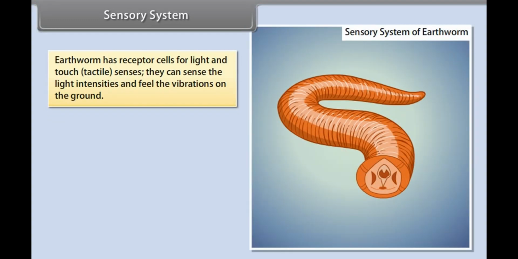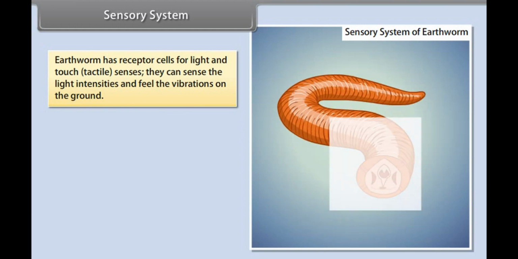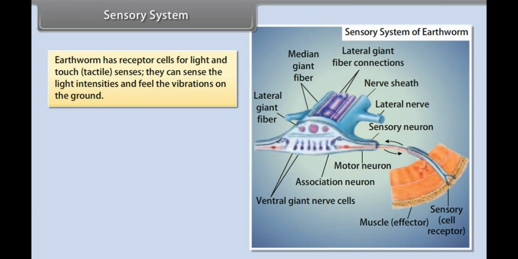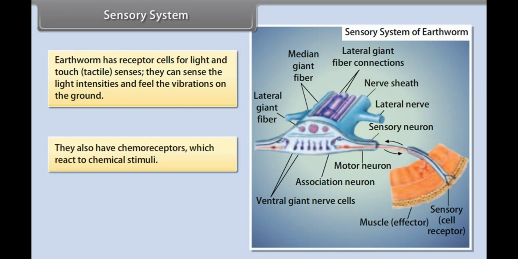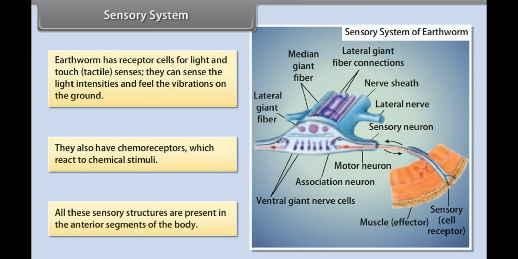Sensory system. Earthworm has receptor cells for light and touch, that is, tactile senses. They can sense the light intensities and feel the vibrations on the ground. They also have chemoreceptors which react to chemical stimuli. All these sensory structures are present in the anterior segments of the body.